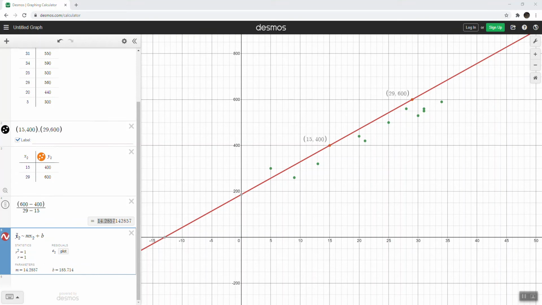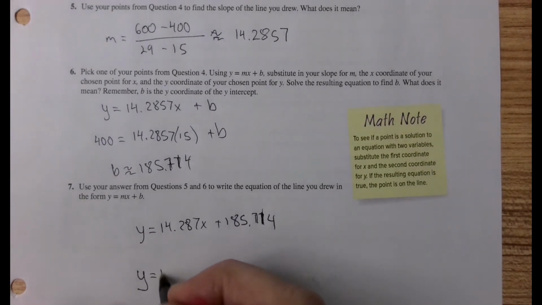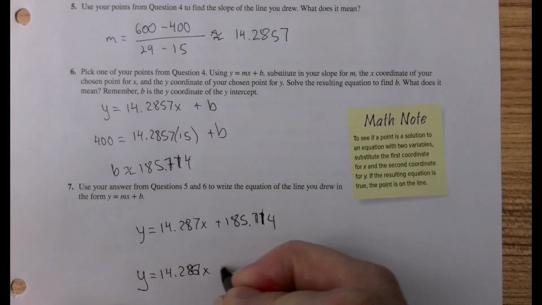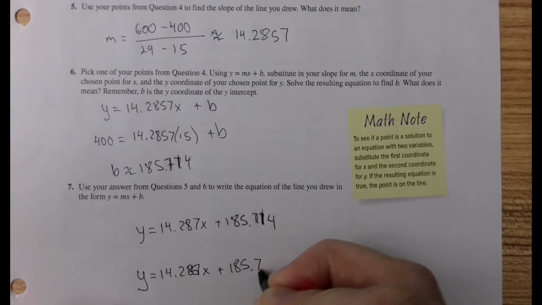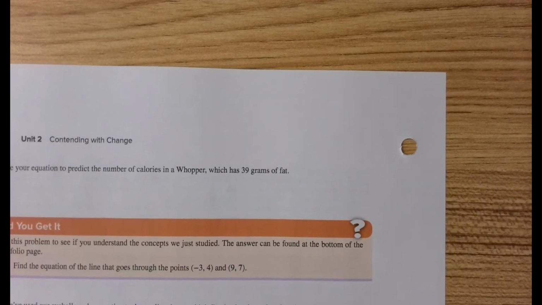All we have to do is know how to read what Desmos gave us. So I would take that y equals mx plus b, and I would put this in for m and that in for b, and we get exactly what we've written here. Y equals 14.257x plus 185.714. Okay, so that's our estimated equation of the line. Well, it should stand to reason then that we can get the exact equation of the line.